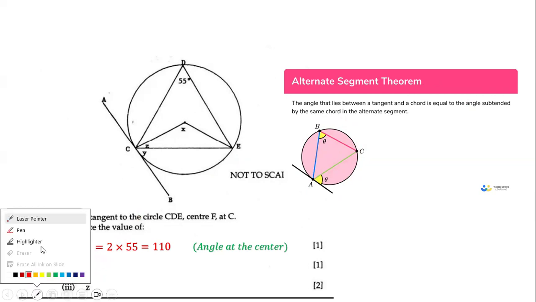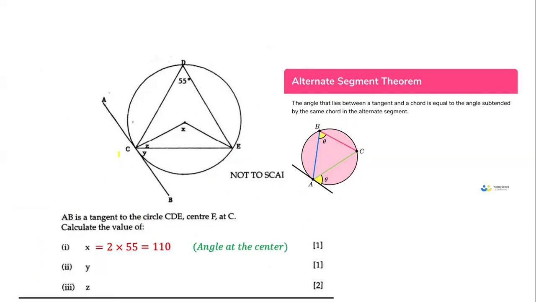Okay, so what we have is the tangent. This line right there is the tangent. And we also have a chord. This is our chord right there. So we have the tangent and we have the chord.